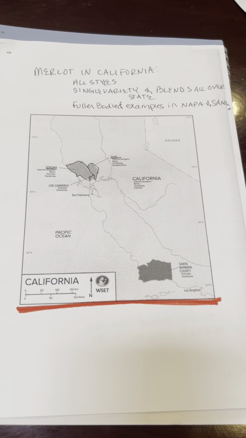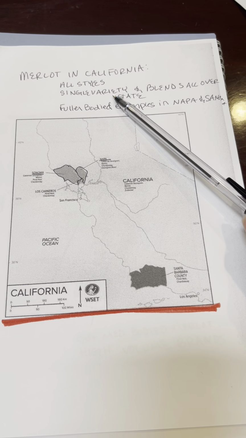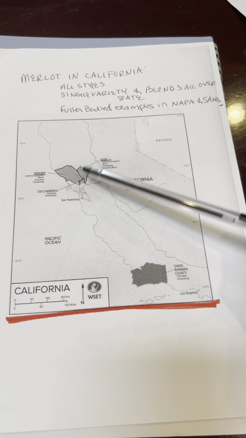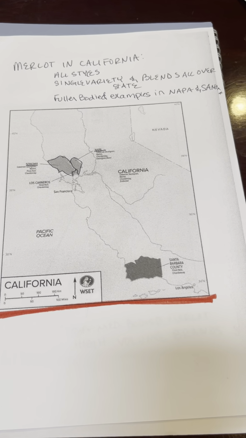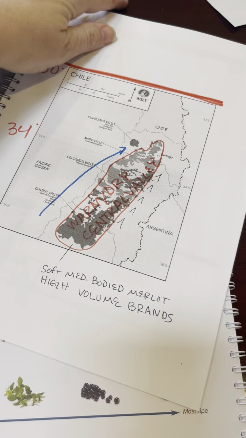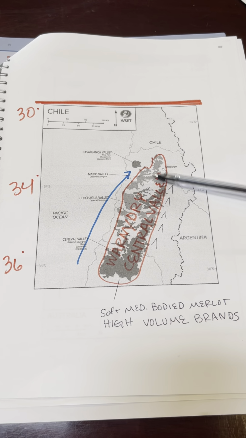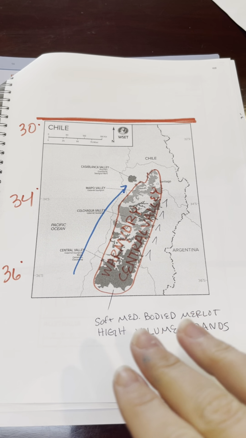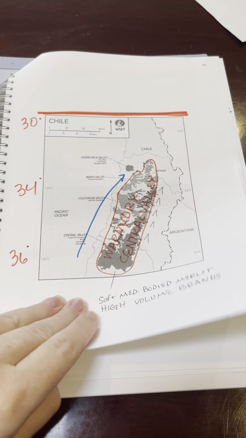In California, Merlots are made in all styles, kind of all throughout the state. You can find them single variety and you can find them blends. You can find fuller-bodied examples in Napa and Sonoma. So you kind of have light-bodied ones, you have fuller-bodied ones all over the state. In Chile, the warmer Central Valley is where you can get soft, medium-bodied Merlots. And these are high volume brands, so making a ton of Merlot in Chile as well.